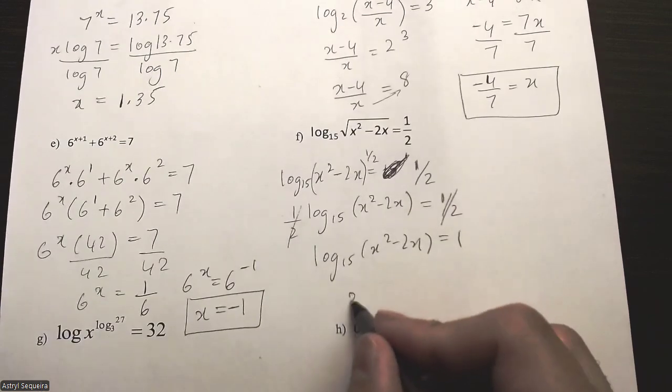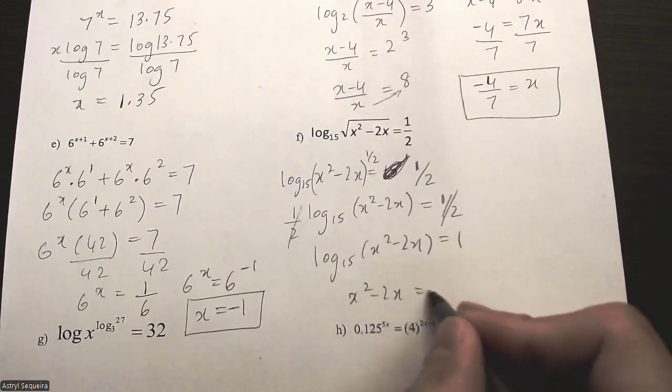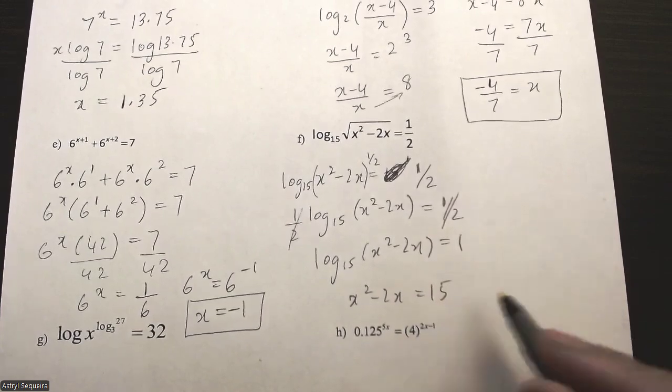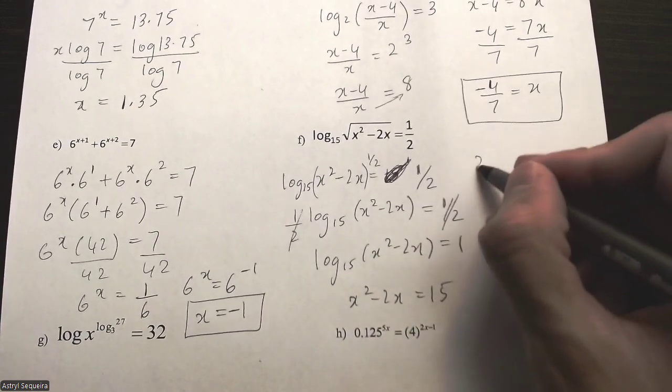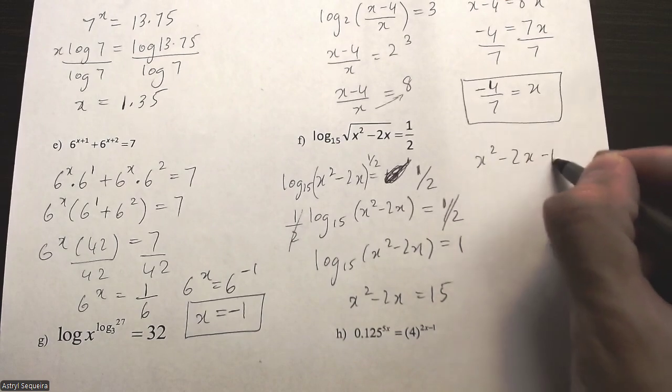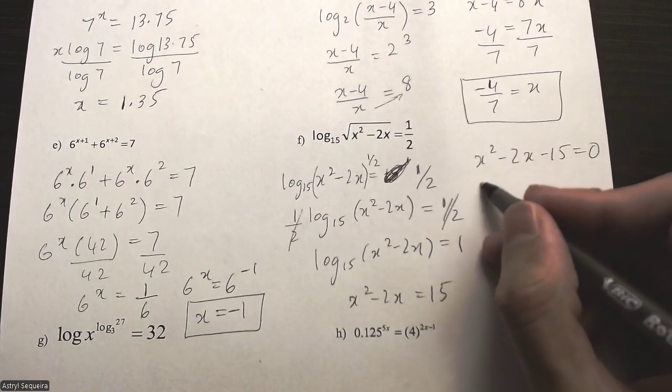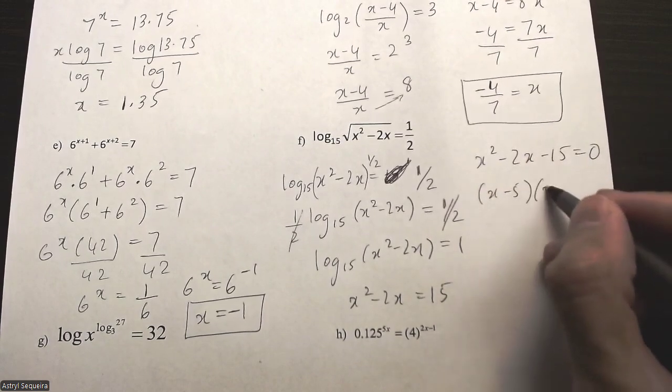Then I'll move the 15 to the other side. So 15 to the power of 1 is just 15. Move the 15 over to this side. This is just a quadratic equation. I can factor it.